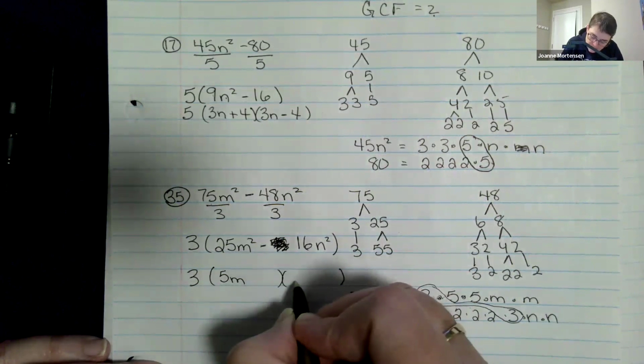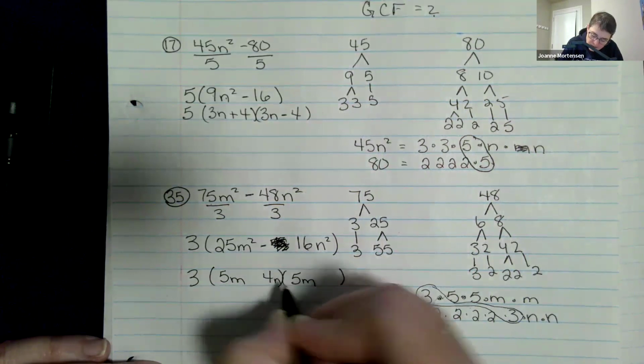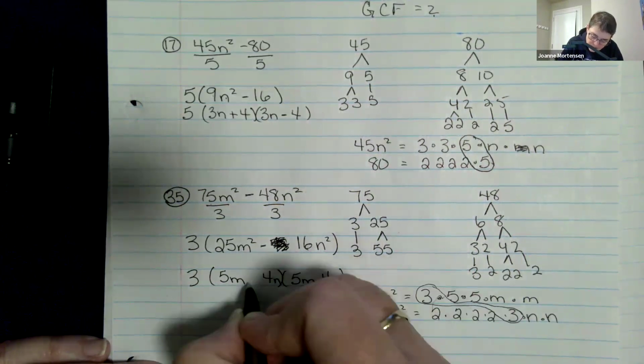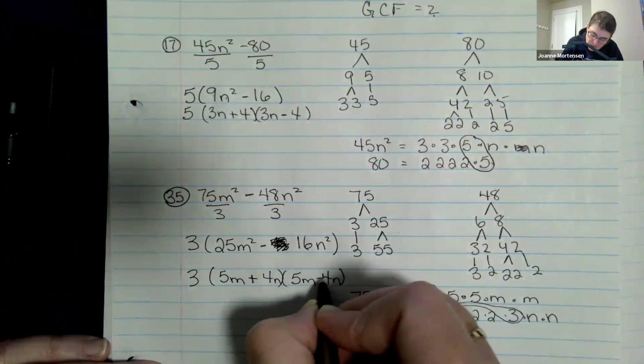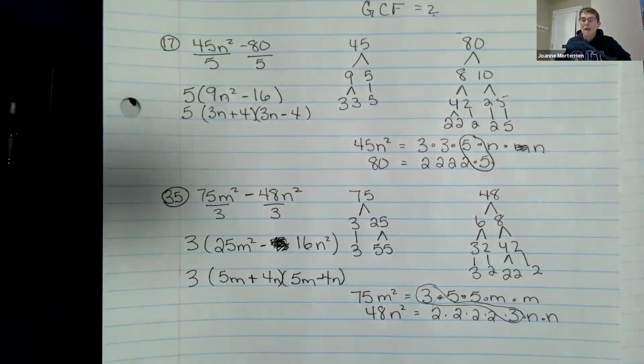So 3, 2 brackets, 5m, 5m, 4n, 4n, and a plus, and a minus, and ta-da! We're golden. There we go.